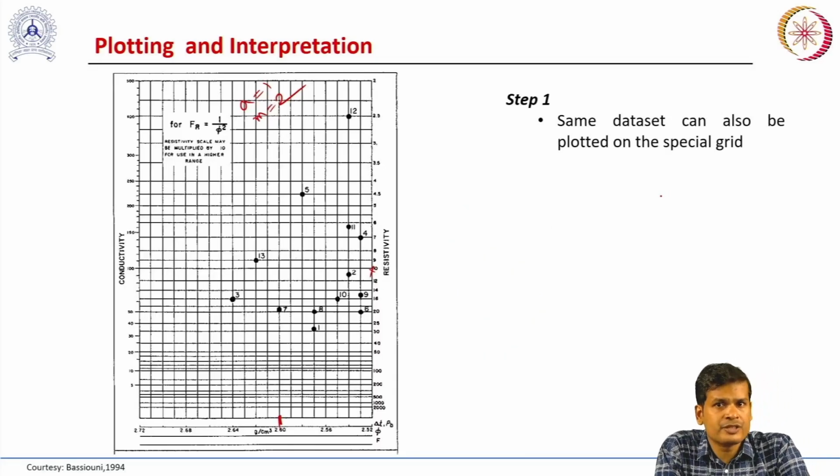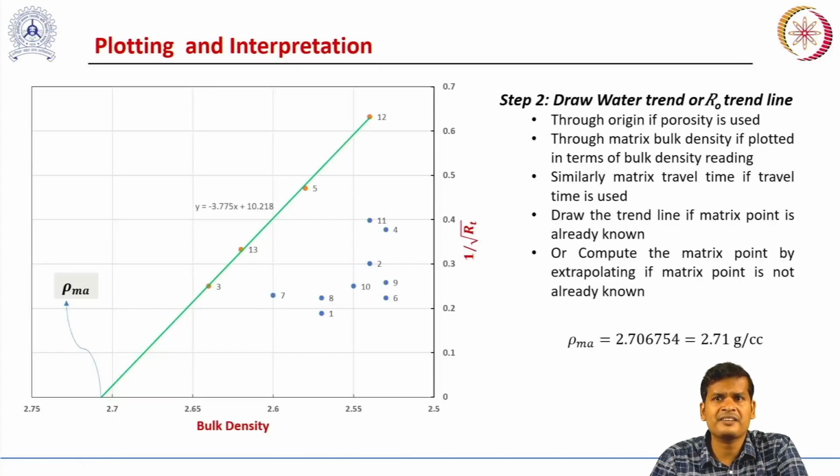Nowadays we use a computer for this cross plot. The manual interpretation is not done, so you may not need to use this graph paper. Instead, you can directly calculate the value of RT raised to minus 1 by m and do the cross plotting. So the second step is to draw the water trend or arrow trend line.